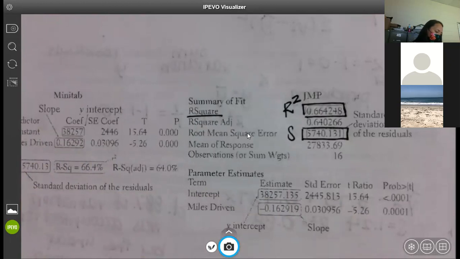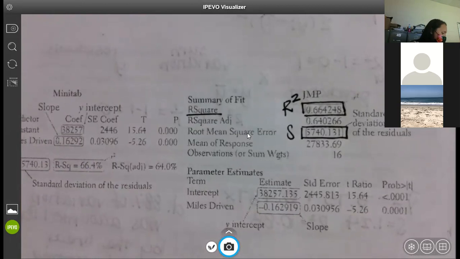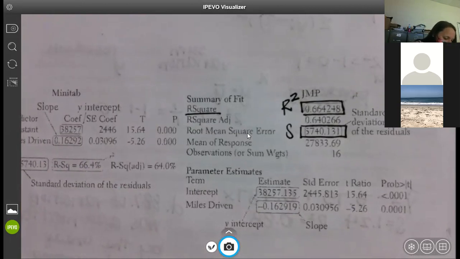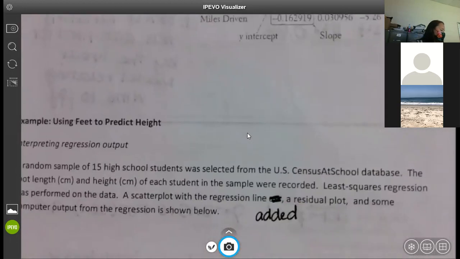All right. So a random sample of 15 high school students was selected from the U.S. Census at School database. The foot length and height of each student in the sample were recorded. Least squares regression was performed on the data. A scatter plot of the data with the regression line added, a residual plot, and some computer output from the regression are shown below.